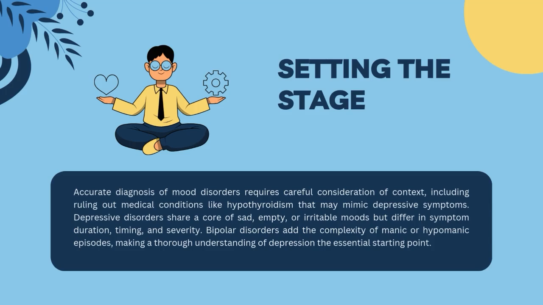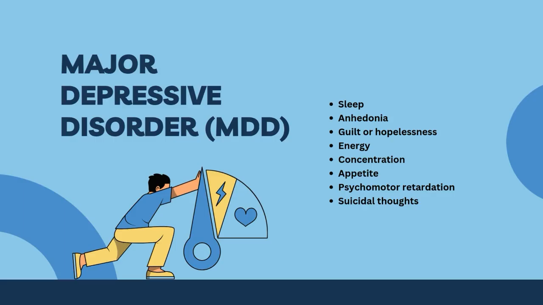When we move to bipolar disorders, things get a little more complex. Bipolar disorders include periods of depression, but add mania or hypomania to the mix. And to really understand bipolar disorder, we first need to have a solid grasp on the nature of depression, and that's where we're going to begin. So let's start with major depressive disorder, or MDD. One of the key challenges is distinguishing depression from sadness. And a helpful way to think about this is that depression involves a mood that's clearly disproportionate to external stressors and persists over long periods of time.